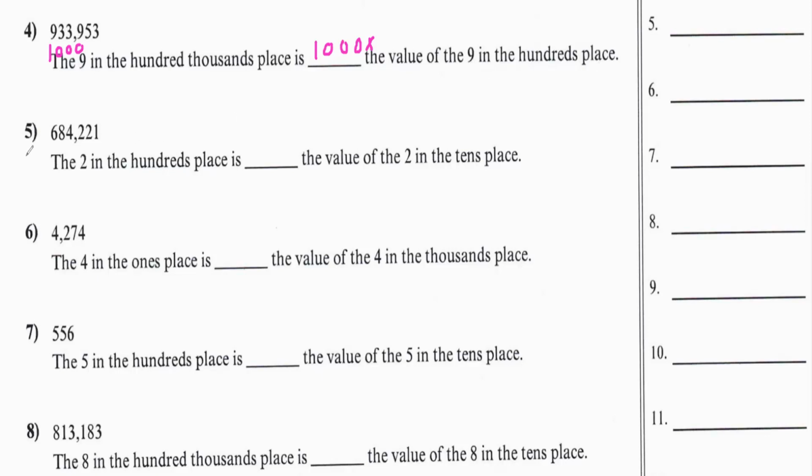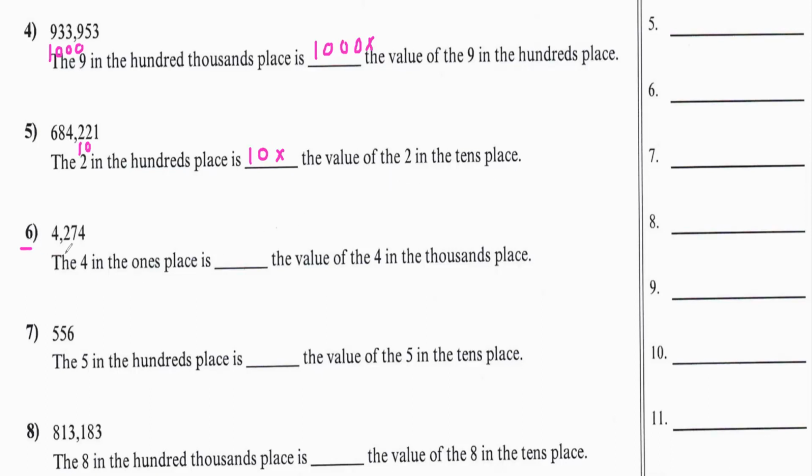Then number 5, the 2 in the hundreds place. This is the 2 in the hundreds place, put 1 here. The value of the 2 in the tens place, this 2, so fill up with 0, that means 10. So you have to write 10 times the value of the 2 in the tens place.